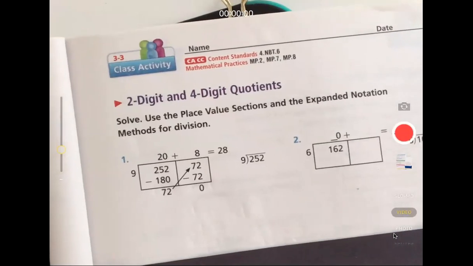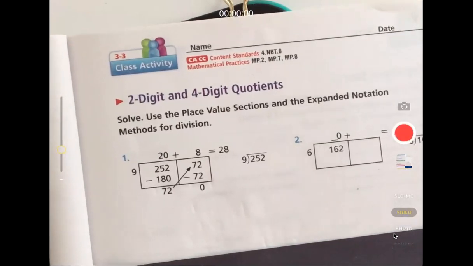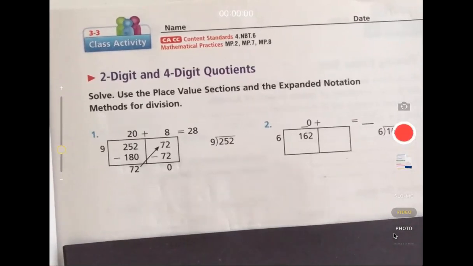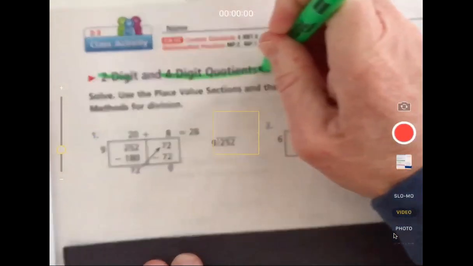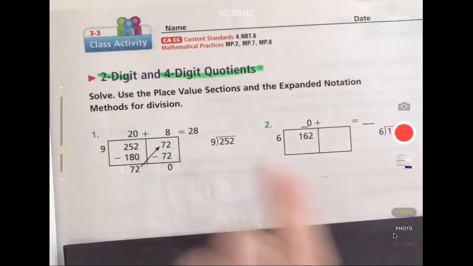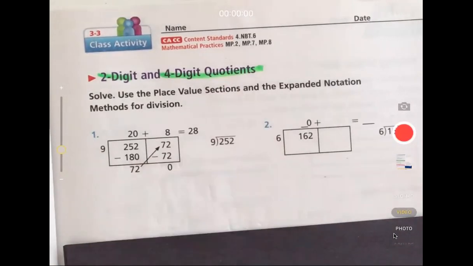So again, I want you to please be doing and following along. I'm in my regular math book, page 107. I decided to stay in our regular math book. So this is the thick one. And as promised, 2-digit and 4-digit quotients. So quotients, reminding me that means division. That is the answer in division.